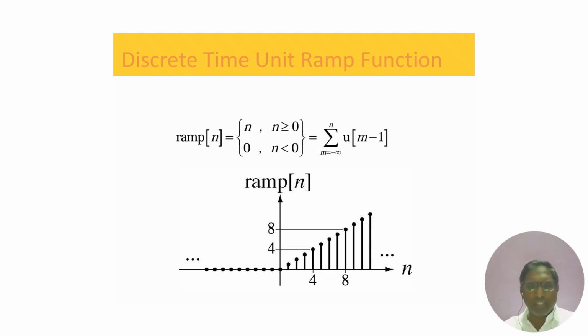Next, the discrete time unit ramp function. Previously we discussed the unit ramp function in t. Now we discuss it in n. That was a continuous signal, and this one is a discrete signal. Ramp of n equal to n when n is greater than or equal to 0. Ramp of n equal to 0 when n is less than 0.